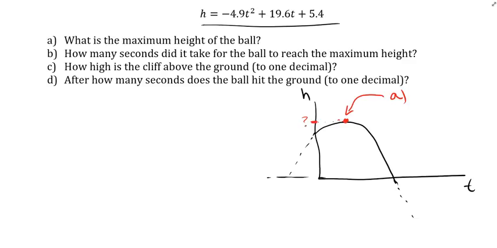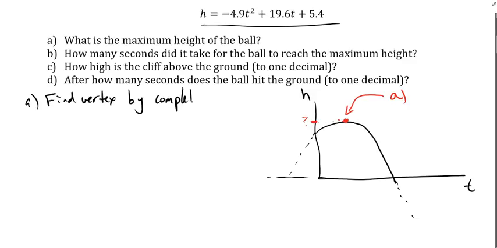We like to know it by name because then once I say completing the square, you go, oh yeah, I know how to do that, right? Put it in vertex form by completing the square. That's what does that. So exactly. Let's make a little note on that. So for A, we're going to find the vertex by completing the square.